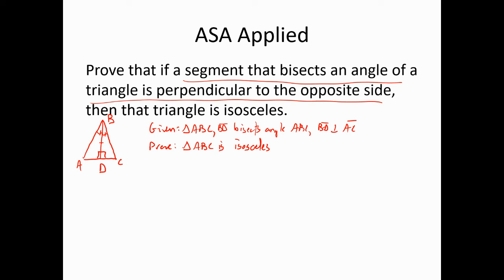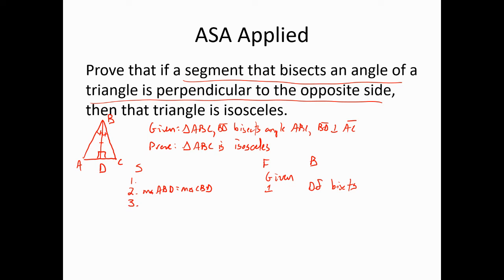And then at that point, we can just simply use the definition of isosceles to conclude that we have an isosceles triangle. Okay, so here we go. So statement one is the given. And then we need to know that the measure of angle ABD is equal to the measure of angle CBD. And that follows from the given, where we're told that we have a bisector, by the definition of bisects.